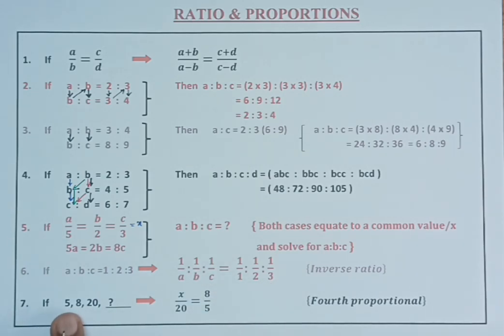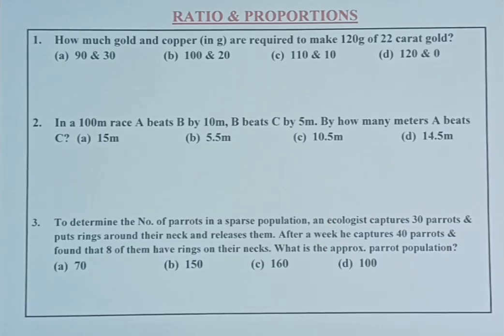Last point is, if there is a series, 5, 8, 20, and we are told to find the fourth value, that is called the fourth proportional, then x by 20 equal to 8 by 5. Let's now do some problems on ratio and proportion.